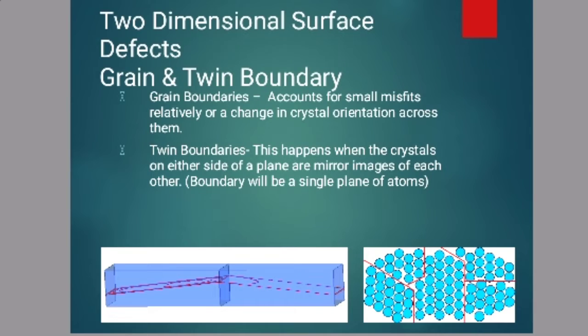And in grain boundaries, the small misfits or small disarrangements which are related to one another, or a change in the crystal orientation across them. So we can see a group of atoms related to another set of group of atoms. There is a mismatch, that is, the orientation is different from each set of group of atoms. So they can make a boundary over there, and in those regions, they have a similar pattern, and with respect to another set of atoms.